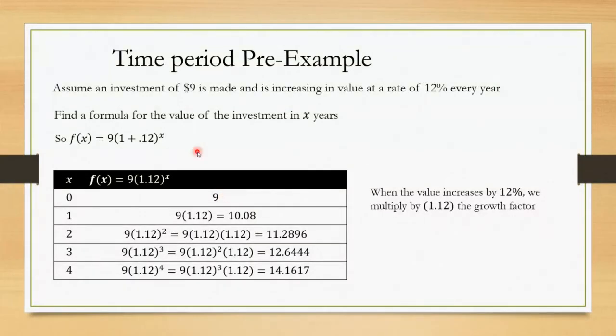Now here, what I'm doing is I'm just calculating some values, okay? So for instance, at time 0, the initial amount, we get 9, right? If you plug in X equals 0, you get 9. After a year goes by, we're going to have 9 times 1.12. You just plug it into the function, and we get this.